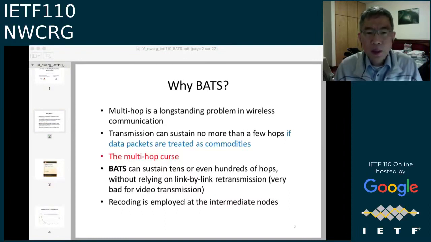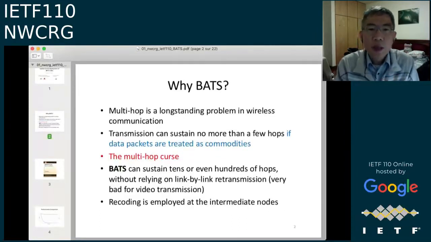And by doing recoding at the intermediate nodes, BATS, which is an efficient implementation of network coding, the transmission can sustain tens or even hundreds of hops without relying on link-by-link retransmission, which, by the way, is very bad for video transmission, as many of us know. Next slide, please.